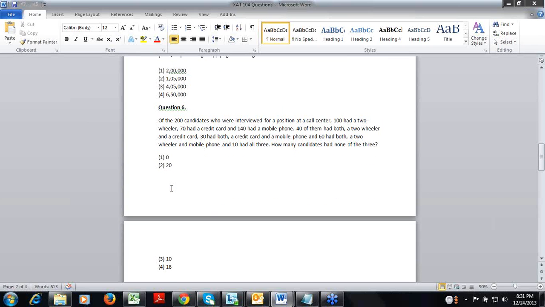Of the 200 candidates who were interviewed for a position at a call center, 100 had a two-wheeler, 70 had a credit card, 140 had a mobile phone, 40 of them had two-wheeler and a credit card, 30 had both credit card and a mobile phone, 60 had both two-wheeler and mobile phone, and 10 had all three. How many of the candidates had none of the three?